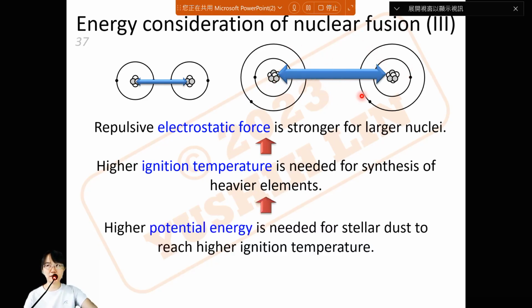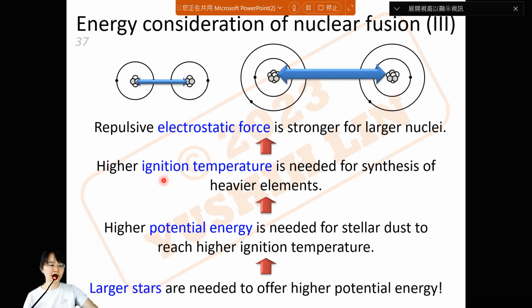If you need more heat, that means higher temperature to start the nuclear fusion, then that means you need more potential energy, because we said in the previous slide, the heat comes from potential energy. So we need more potential energy for the stardust to reach a higher ignition temperature, which is needed for the nuclear fusion reaction. Therefore, we need larger stars to offer higher potential energy. So in short, we need larger stars to fuse larger elements.